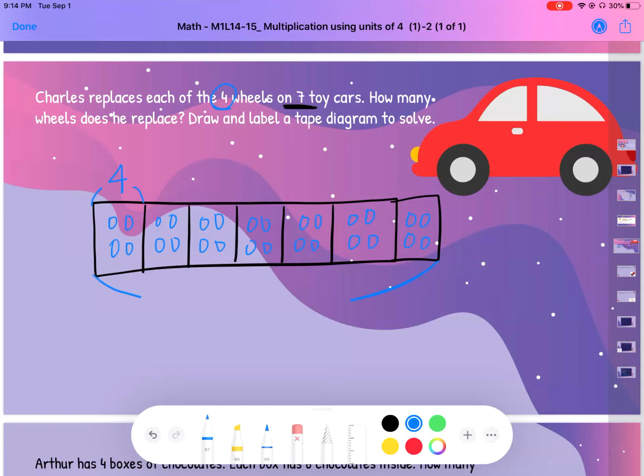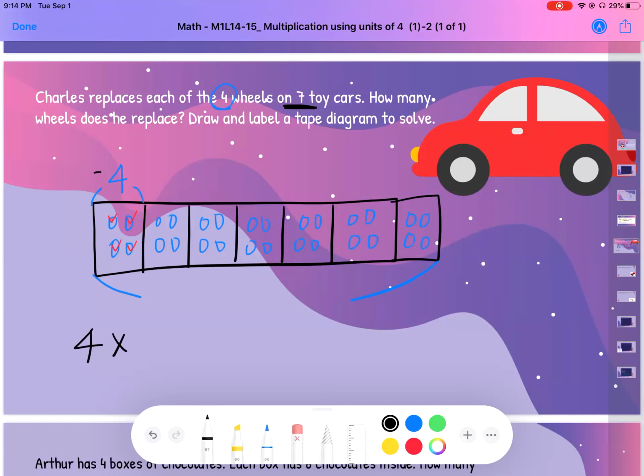Then what about the total number of wheels? So there are 2 ways to find the total number of wheels. 1, by manually counting the number of wheels on the diagram. 2, we can write down the multiplication sentence.